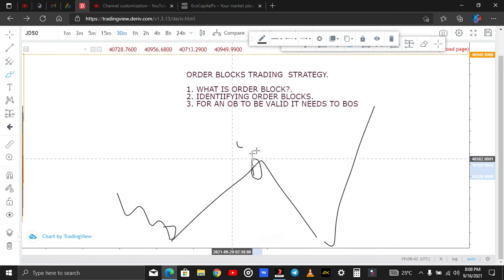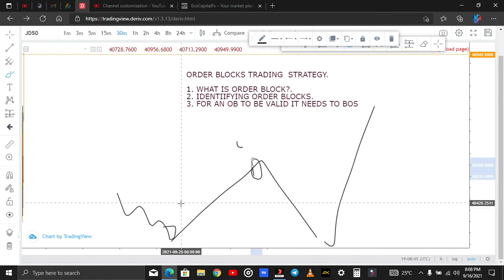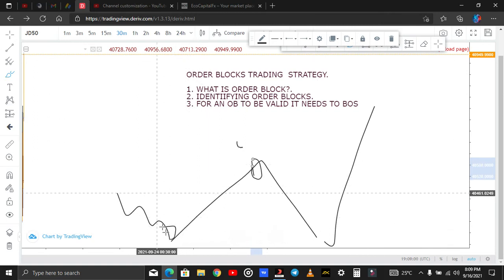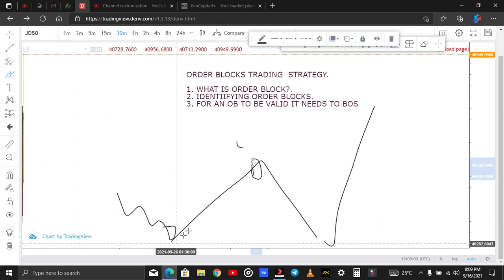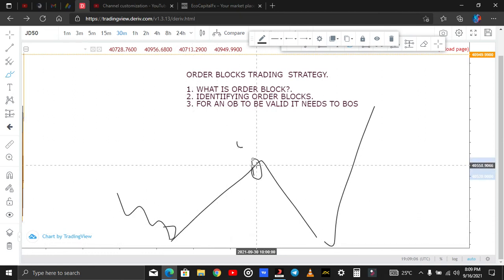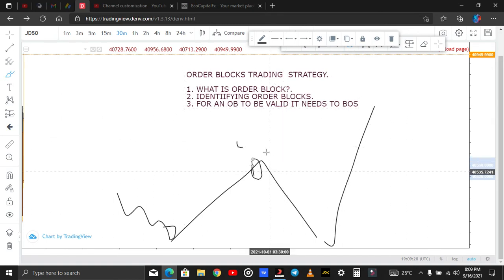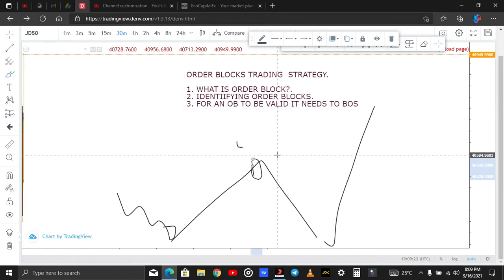So basically, an order block is the last bearish candle before a bullish move, or the last bullish candle before a bearish move. Okay, so let me come again. An order block is basically the last bearish candle before a bullish move, or the last bullish candle before a bearish move. But like I said, for an order block to be valid, it needs to BOS. BOS simply means break of structure. So for an order block to be valid, it needs to break structure.